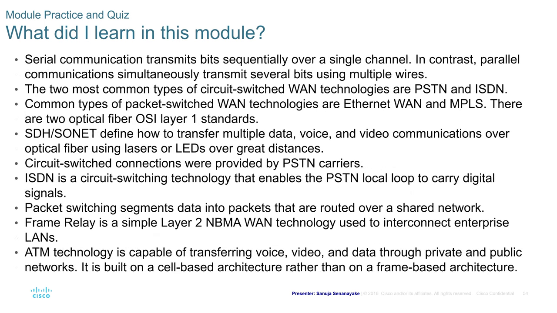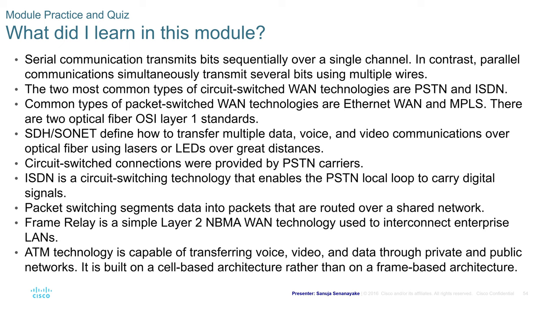We learned that serial communication transmits bits sequentially over a single channel. In contrast, parallel communication simultaneously transmits several bits using multiple wires. The two most common types of circuit switched WAN technologies are PSTN and ISDN. The common types of packet switched WAN technologies are Ethernet WAN and MPLS. And there are two optical fiber OSI layer 1 standards.